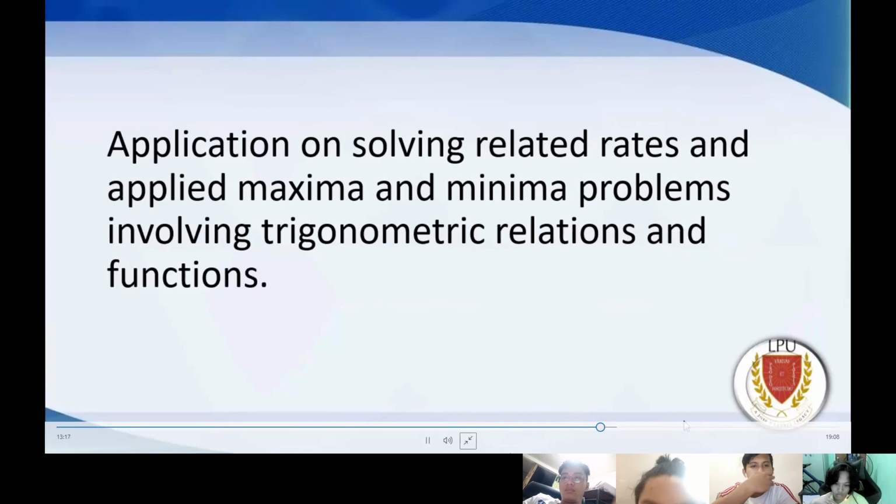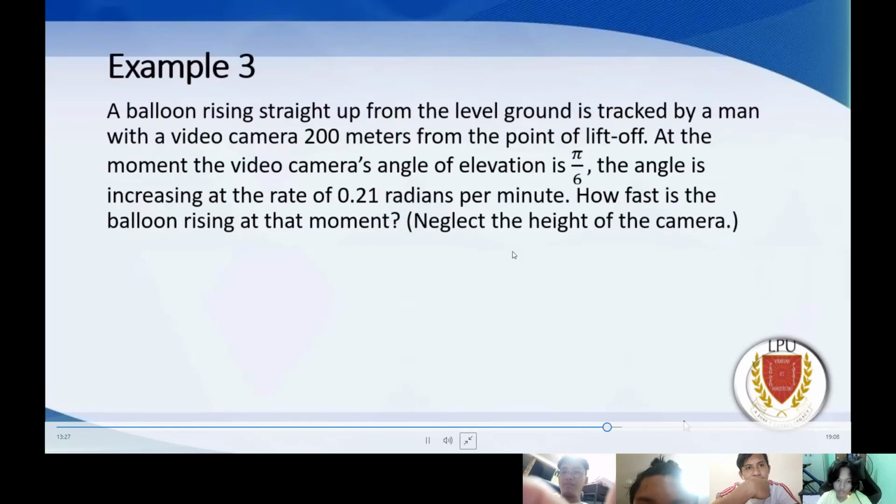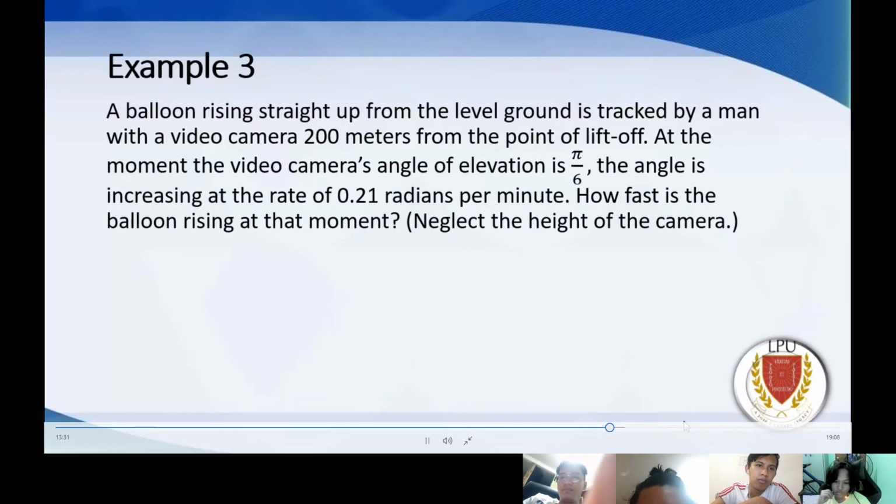Now, maxima and minima involving trigonometric functions. Application on solving related rates and applied maxima and minima problems involving trigonometric relations and functions. A balloon rising straight up from the level ground is tracked by a man with a video camera 200 meters from the point of liftoff. At the moment, the video camera's angle of elevation is pi over 6. So we are talking about radians here. Your calculators must be in radians, not in degrees. So set your calculators now in radians.